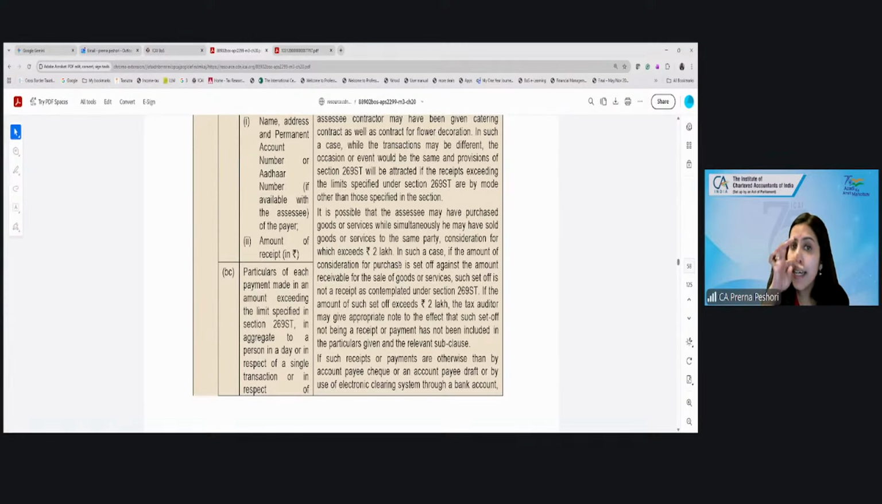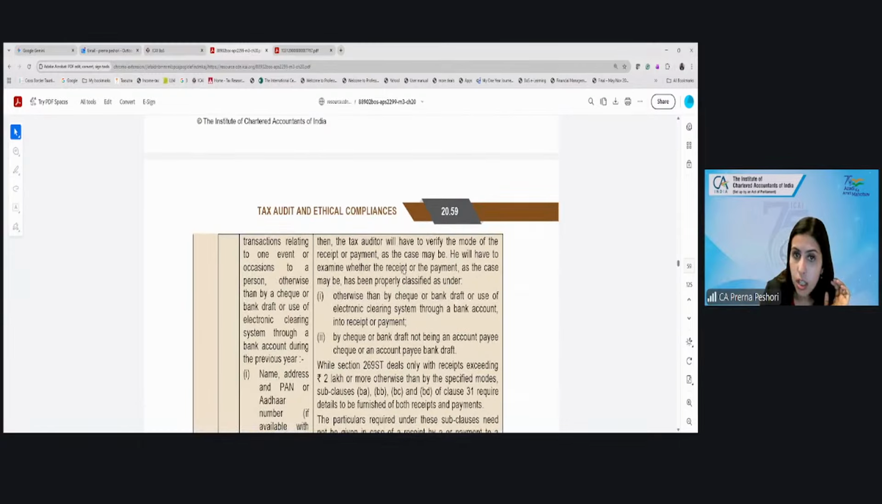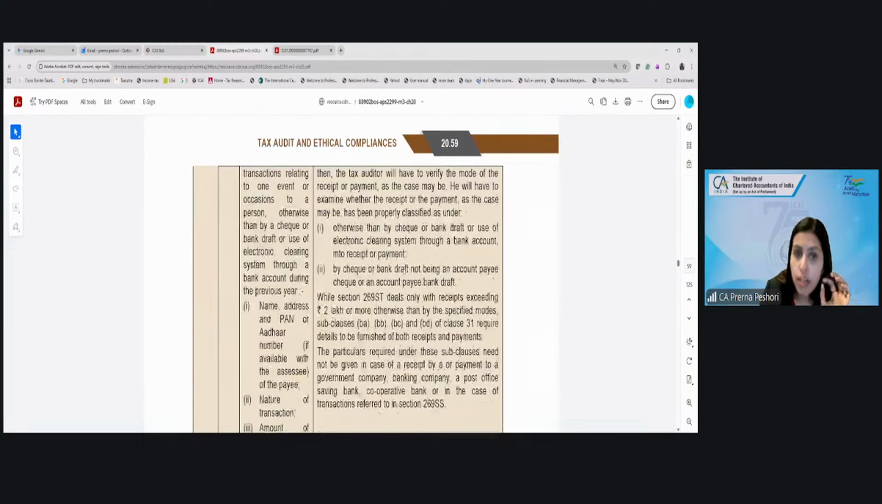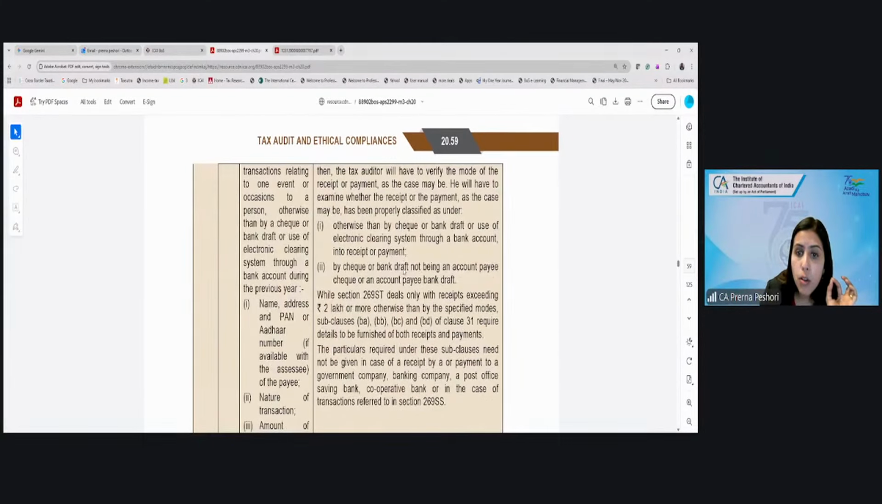Now it is also possible the assessee may have purchased goods and sold goods to the same party, for which the consideration exceeds 2 lakhs. And the purchase and sale is set off against each other. Then in that case also the tax auditor has to give an appropriate note to the effect that the set off is not a receipt or payment, and therefore it has not been considered under this section. So this is how the reporting needs to be made over here.